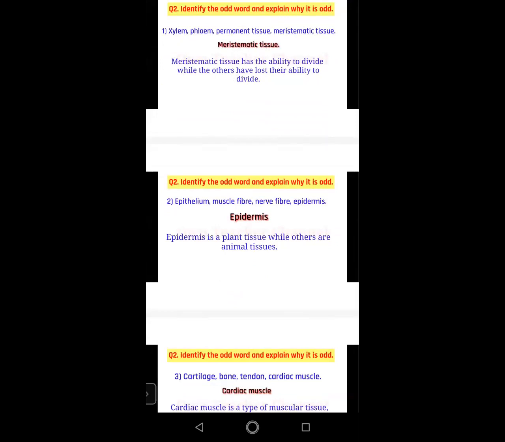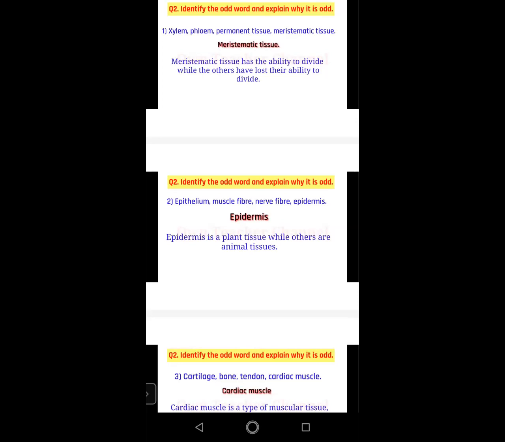Second question, epithelium. Have you noted down this question, students? You have to note it down in your notebook. I will not repeat this again and again. I am telling you the first time. It's the last time. You have to note down this question and its answers in your notebook.